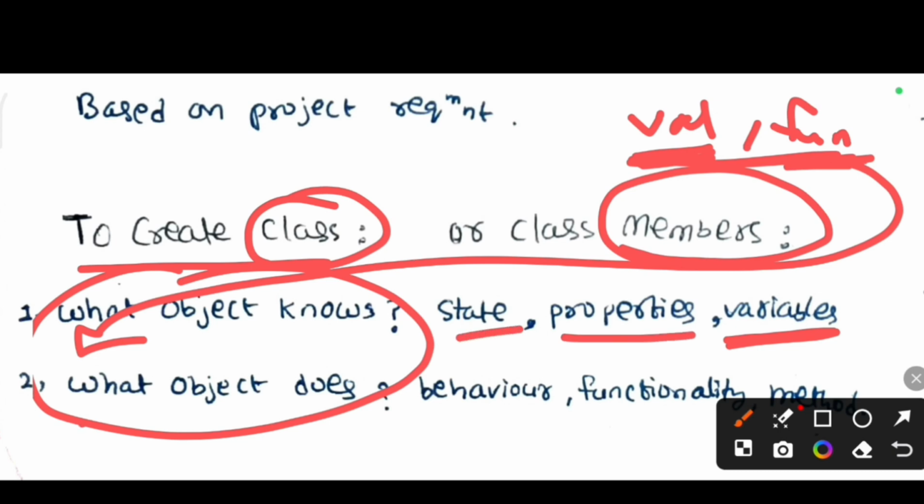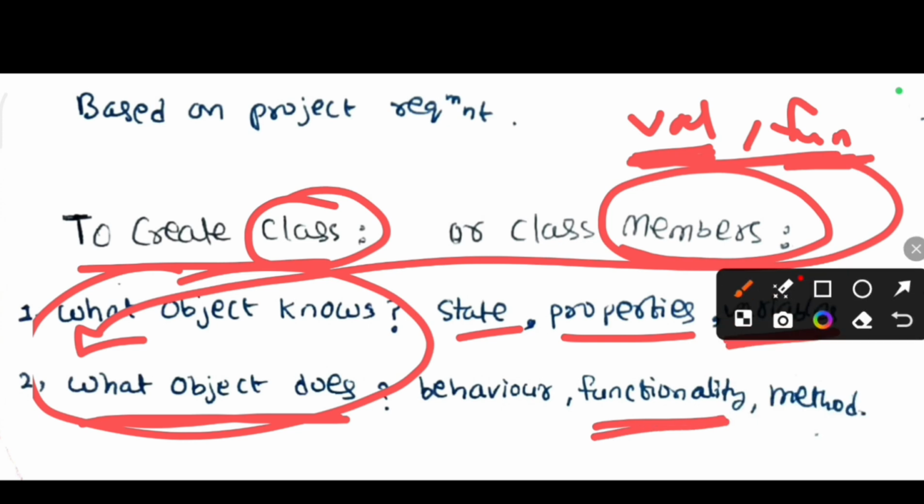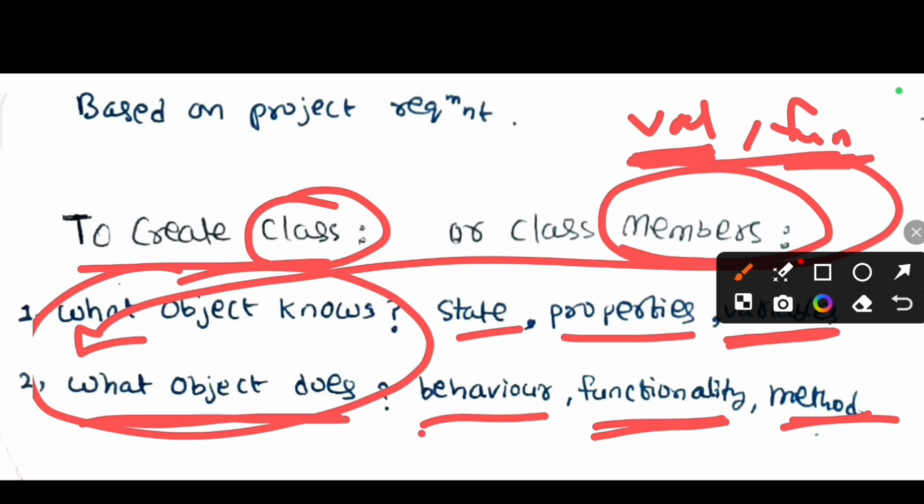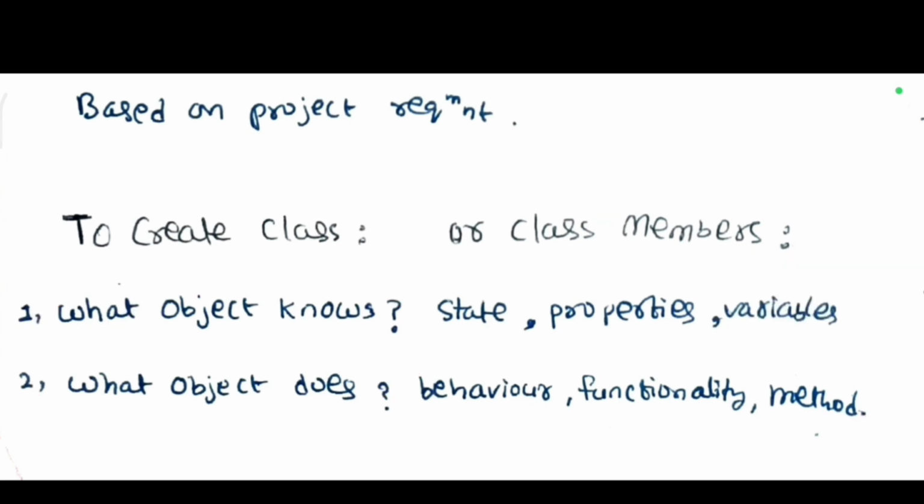Now the functionality, what the object does. After taking the values, what is the object going to do? It is defined by the functionality, or methods, or behavior. We have many types of technical terms like this, so you can use any word during the interview.